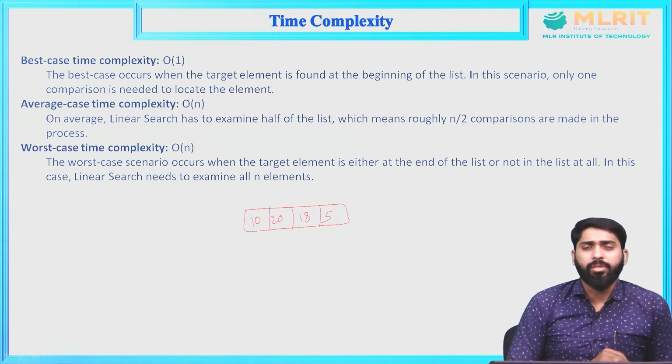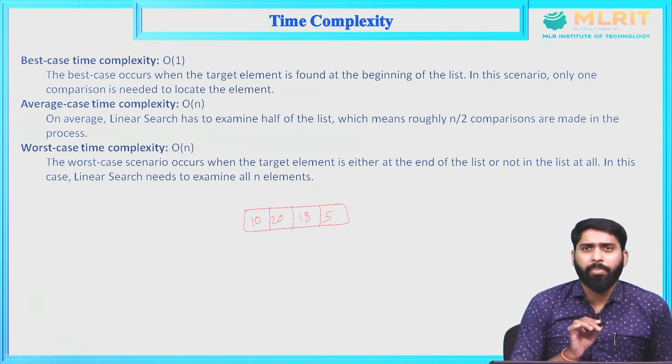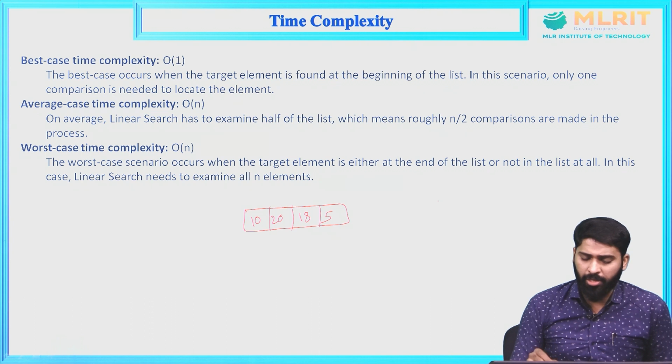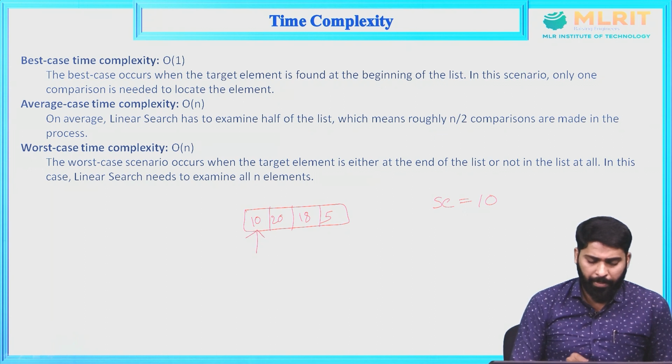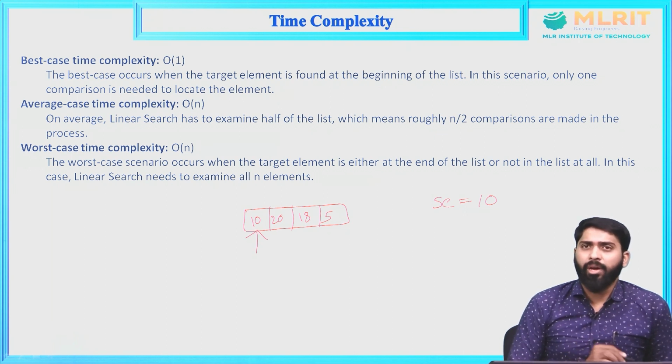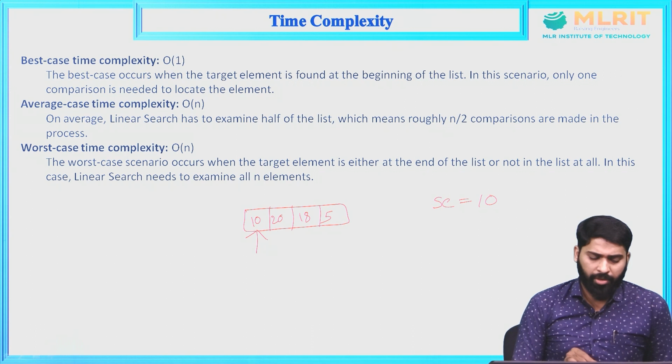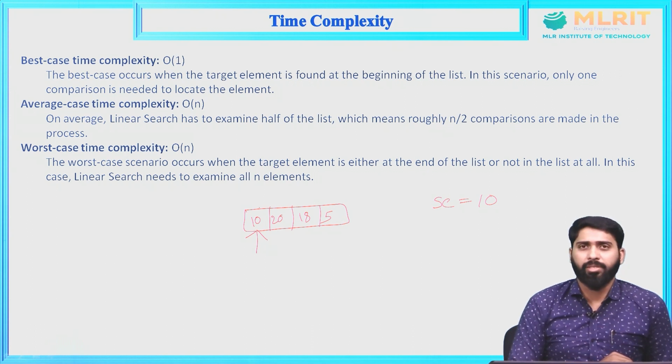Now what is the best case time complexity? Best case means the searching element equals 10. That means in the first comparison only we found the element. This case we call the best case time complexity.